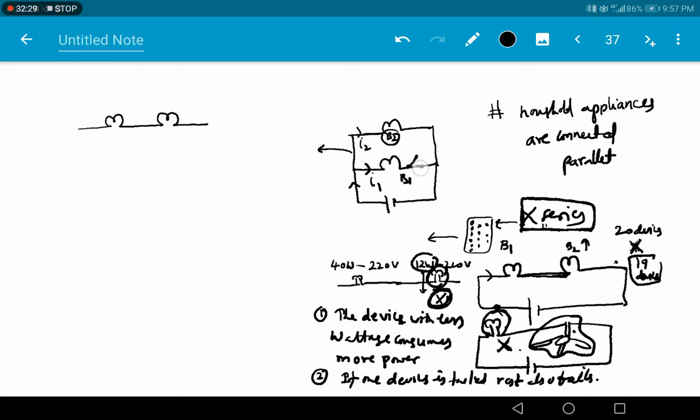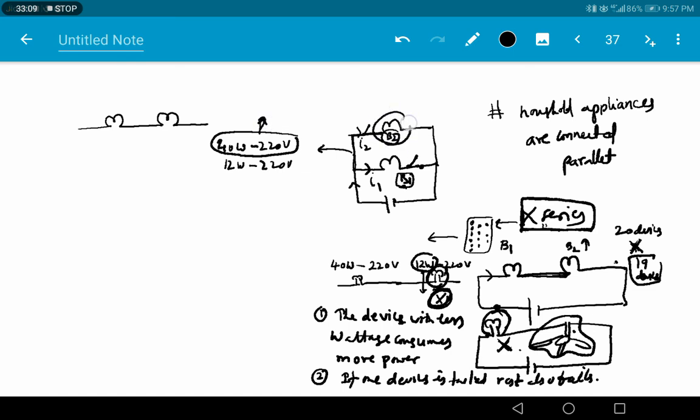In the same way, if any one of the devices fails, suppose B1 is fused and not working properly, we can use B2 also. Why? There is a different direction of flow for the current. That's why bulb 2 can work even if bulb 1 fails to work. And one more important point, when you connect them in parallel combination, 40 watt 220 volt and 12 watt 220 volt, the device which has more power will consume more power.